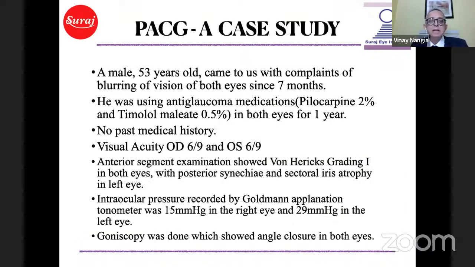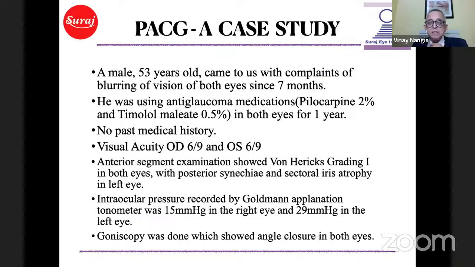So this is a male who was 53 years old and came to us with complaints of blurring of vision in both eyes since the past 7 months. And he was on pilocarpine and timolol maleate in both eyes for the past year. The visual acuity was 6/9 in the right eye and 6/9 also in the left eye.